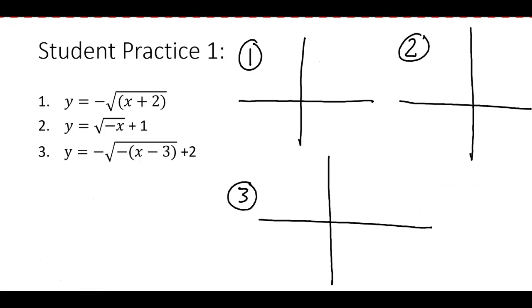Shakir, what's your starting point for number 1? -2, 0. Don't forget to change the sign of that number there. So we would go left 2, 0. And we'll ask, Miles, what direction is this thing going? Down and to the right. I agree. All right, next one.